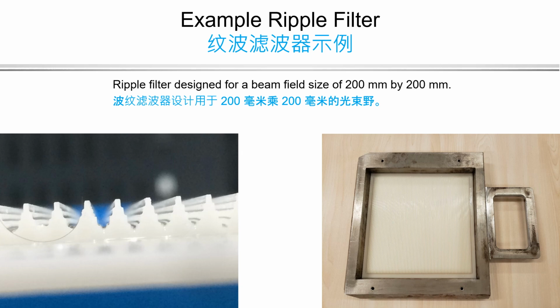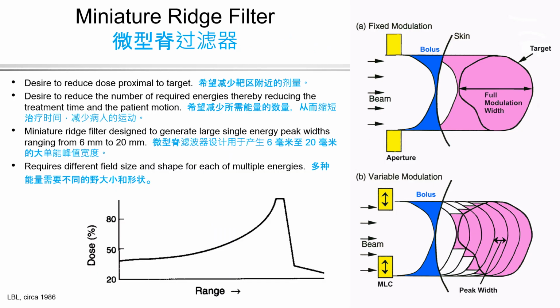Another example of a ripple filter uses a technique similar to a standard linear ridge filter, except only a few range shifter thicknesses are used. The picture at the left is a close-up view of several of the individual ridges made with stereolithography. The picture at the right shows the filter, designed for a field size of 200 millimeters by 200 millimeters, installed into a frame that is inserted into a beam applicator.